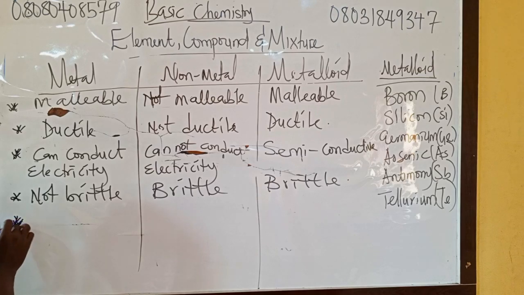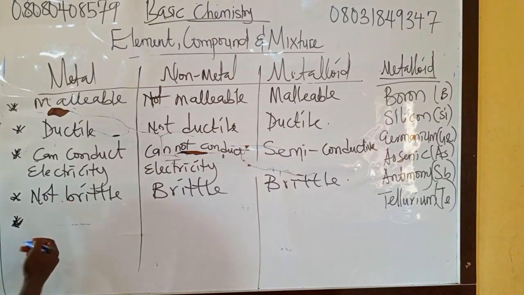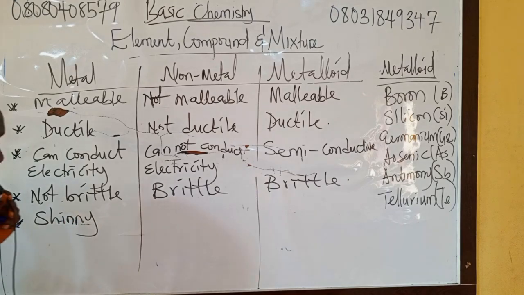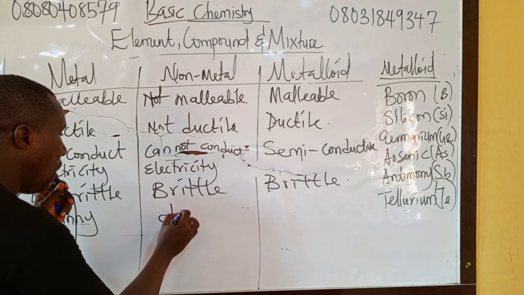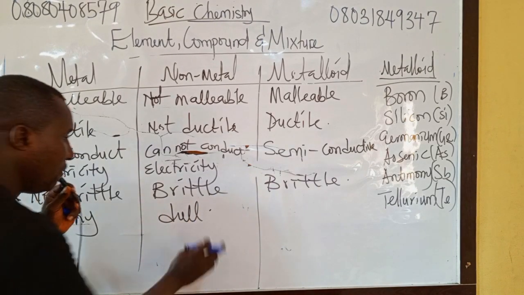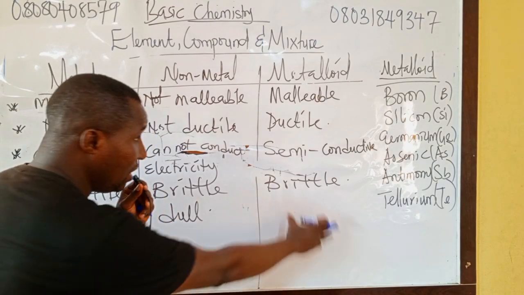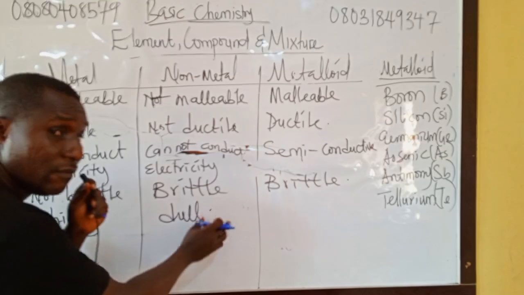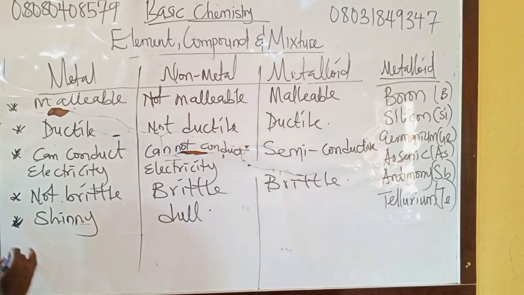Another one. The appearance of metals is shiny. Non-metals have a dull appearance, a very dull appearance. Metalloids have a shiny appearance.